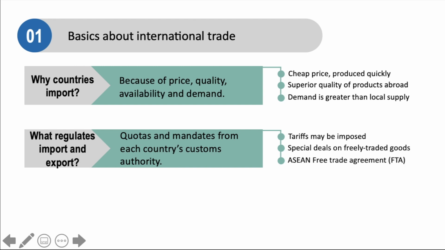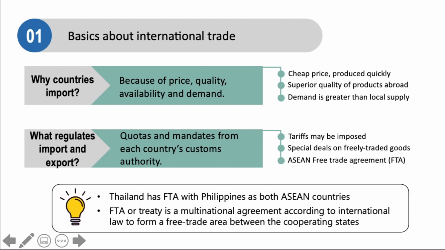Most particularly in the ASEAN region, there is the FTA, or Free Trade Agreement, which enables the free flow of goods and services among ASEAN countries. Thailand has a free trade agreement with the Philippines, as they are both ASEAN countries. So an FTA, or treaty, is a multinational agreement according to international law to form a free trade area between the cooperating states. Its goal is to increase the competitive advantage of the ASEAN region as a production base in the world market through the elimination of tariffs and non-tariff barriers. And we will be talking more of that in a bit.